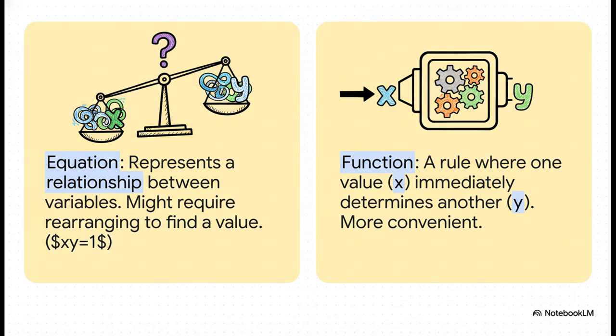An equation, like xy equals 1, just shows you a relationship. If you want to find y, you've got to do some work first. You have to rearrange things. But a function, like y equals 1 over x, that's more like a direct command. It's a little machine. You pop in an x, and boom, it spits out a y right away. And for building a graph one point at a time, that direct input-output machine is exactly what we need.